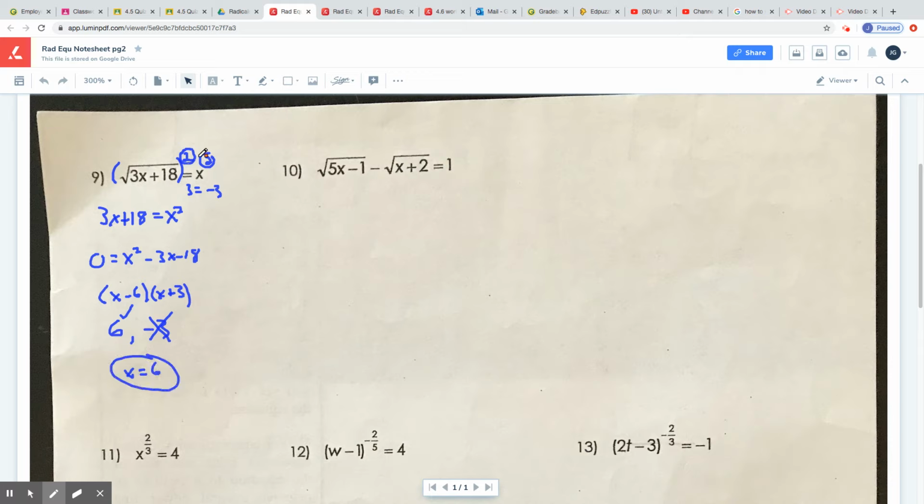If this was an odd root we raised both sides to, we wouldn't have to go back and check. But since we raised both sides to an even power, that's why we were going back to check for extraneous solutions.